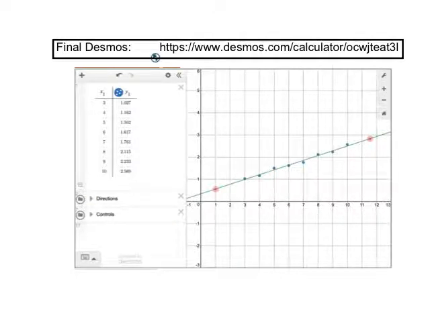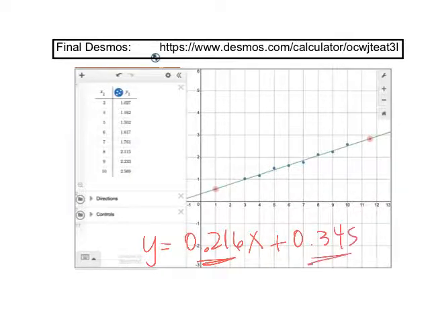For this linear equation, my Desmos showed y equals 0.216x, so that's your slope, plus 0.345, so that's your y-intercept. This is in the mx plus b form.